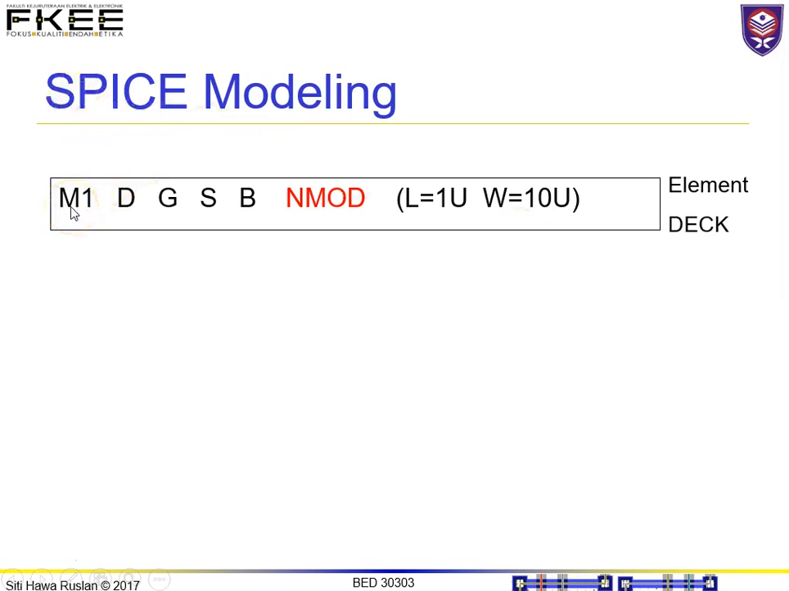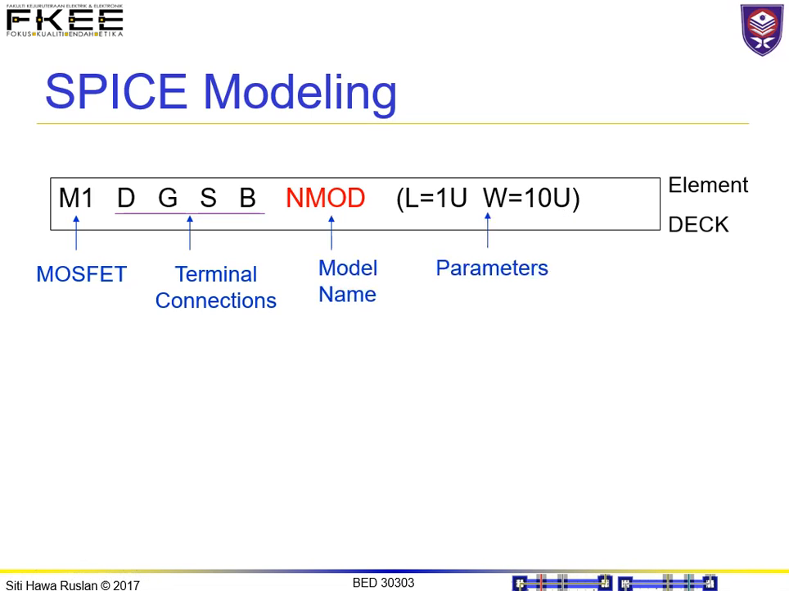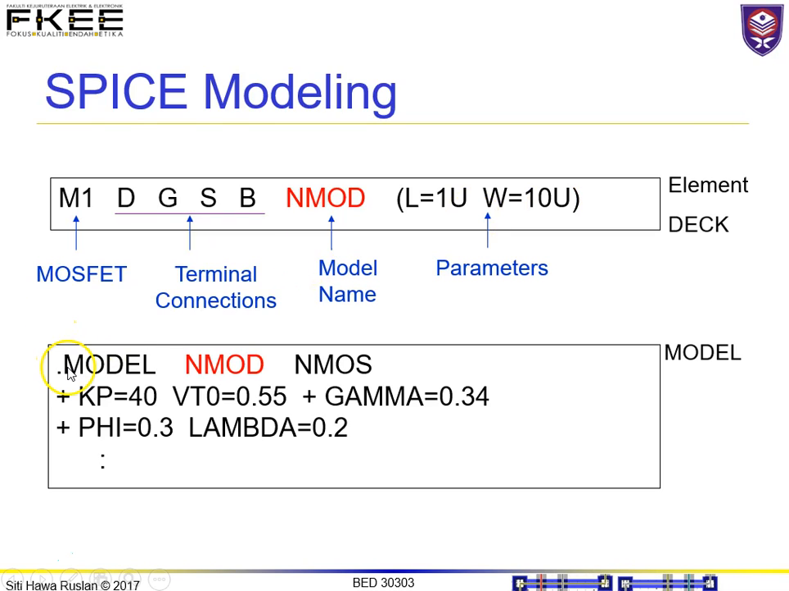M stands for MOSFET, M1 meaning that it is transistor number 1 between drain, gate, source, body, and mode. Length is 1 micro, width is 10 micro. See, model name, parameters. So in the netlist, you'll see this .model and the model name. This is the type, NMOS, and these are all the parameters that represent your model.